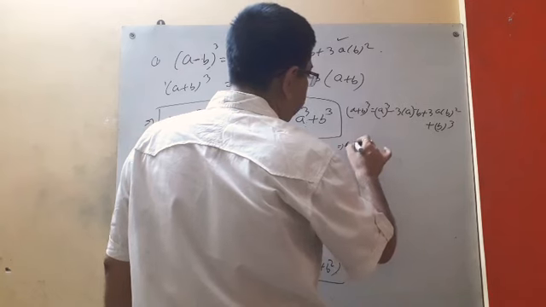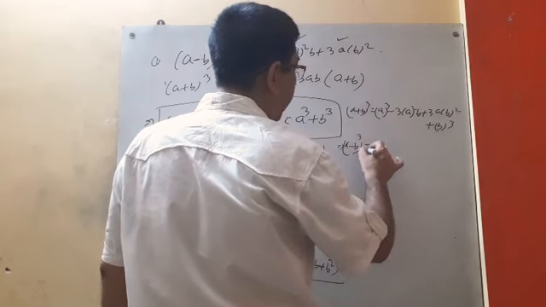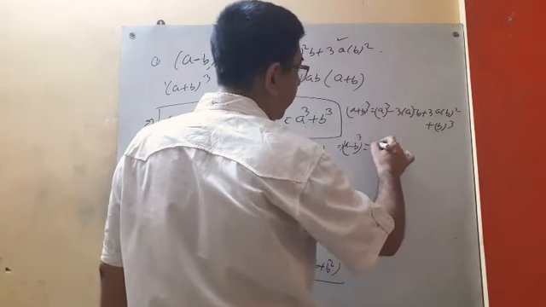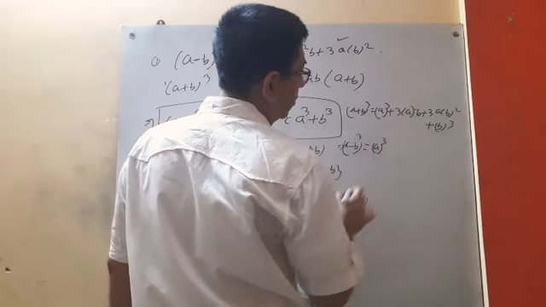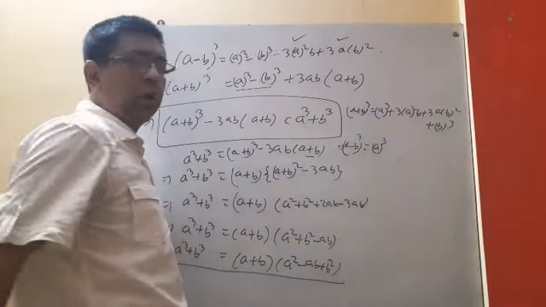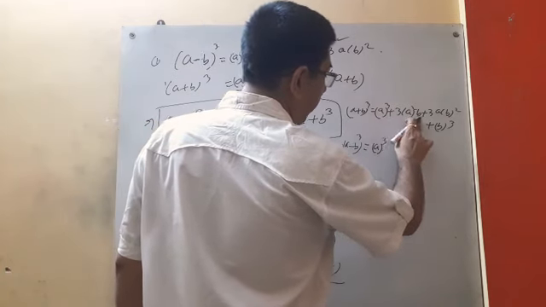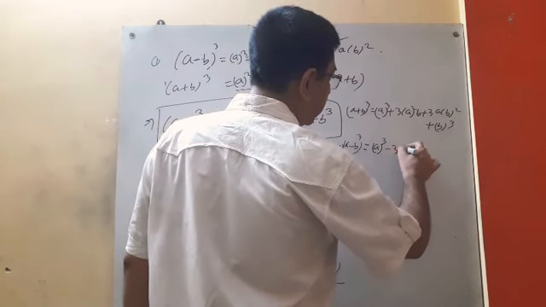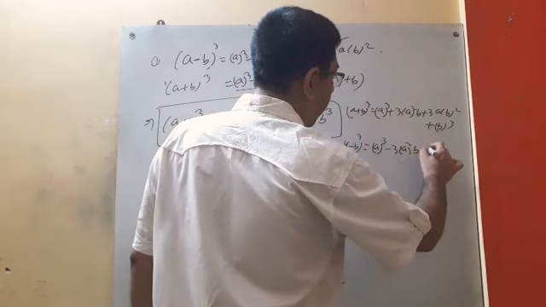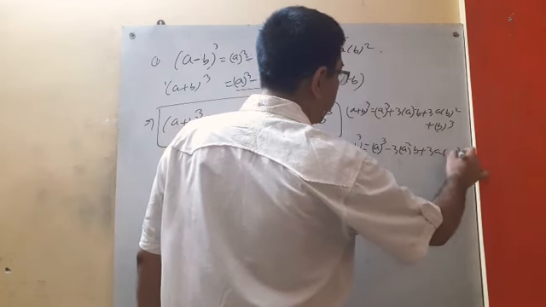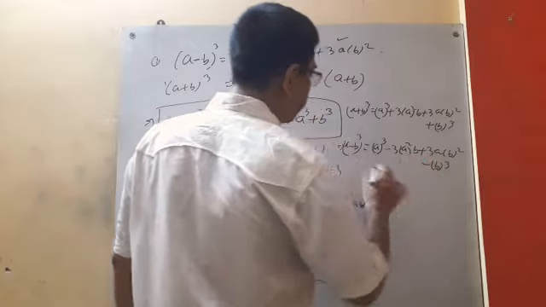And in case of a minus b whole cube, we can write a cube, just 1 plus 1 minus. Sorry, all are plus. In a plus b whole cube, all are plus. In case of minus, it is 1 plus, minus, plus, minus. That is a cube minus 3a square b plus 3ab square minus b cube. Alternate positions plus and minus.